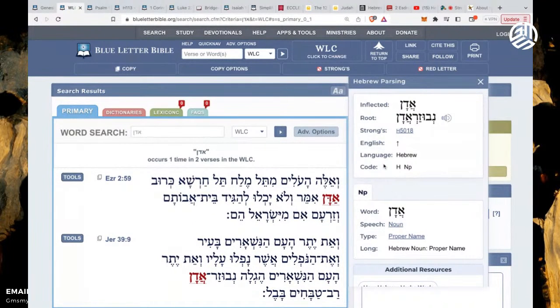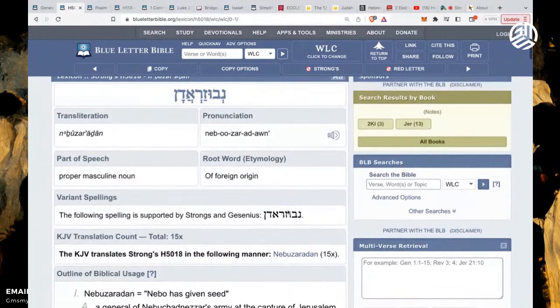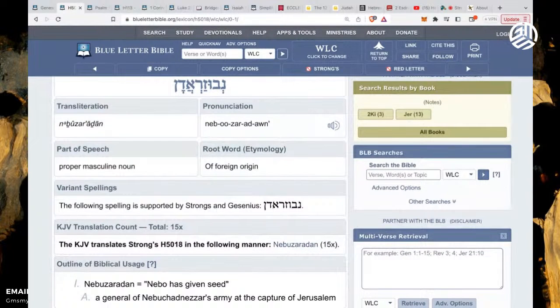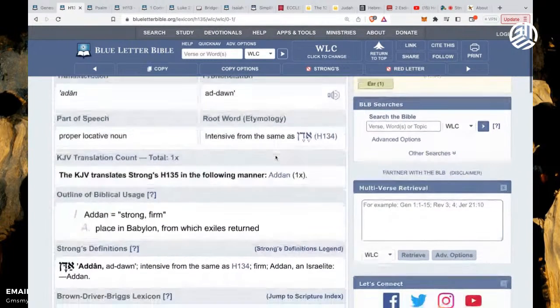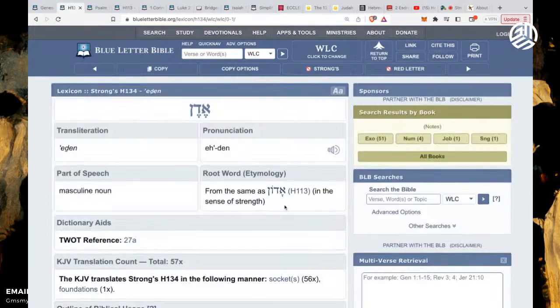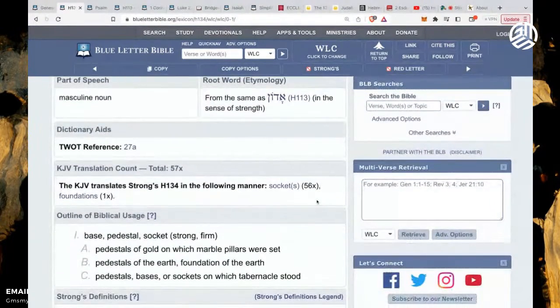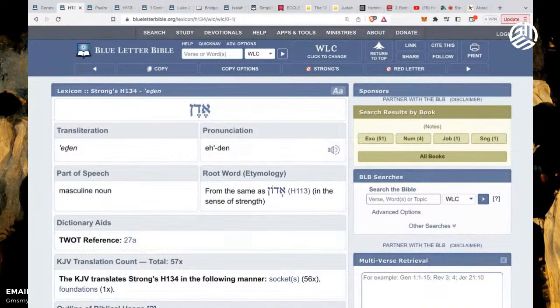Do they have a Strong's number for it? Let's see. Oh no, that's a name. That's a compound name. Try this one. Here we go. Okay. See, this is what I was talking about here. Okay, here we go. So this would be the root word.